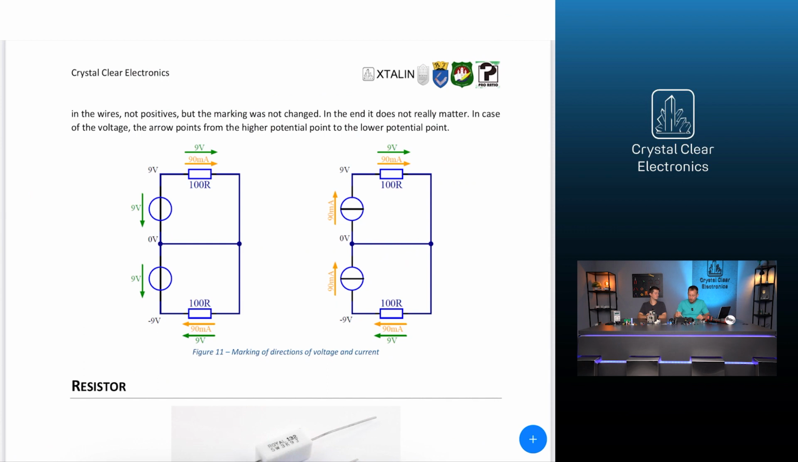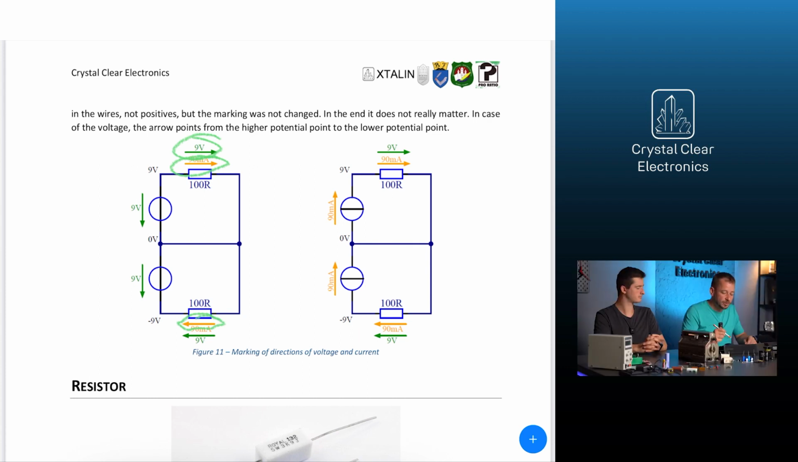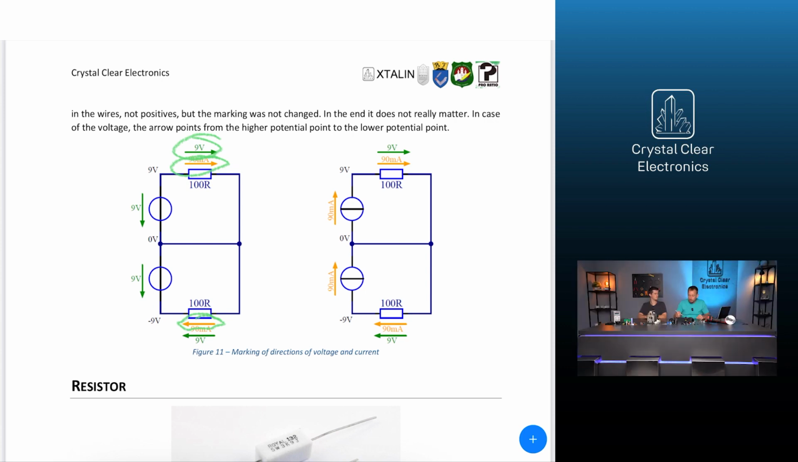The voltage and current are usually marked on the schematics for better understanding. Both of them are marked by an arrow. The arrow, which marks the direction of the current, shows the opposite direction of the electron flow. This can be confusing, but it has historical reasons. Nowadays, it is clear that negative charges move in the wires, not positive ones. In case of the voltage, the arrow points from the higher potential point to the lower potential point.